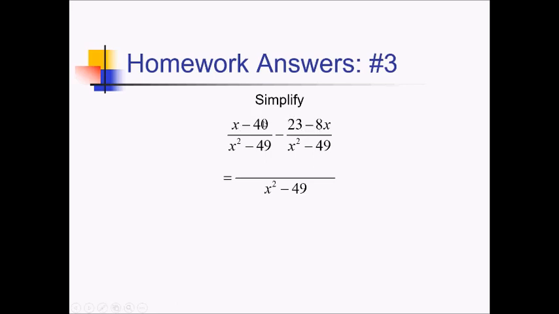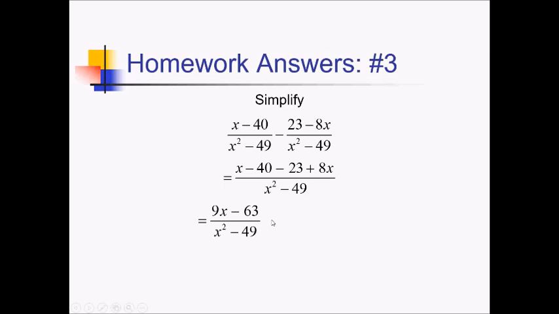So we have the x minus 40 from the first numerator, and then this negative has to get distributed to that second numerator. So we have a minus 23, and then minus minus gives me a plus 8x. So that's where a lot of people are going to go astray on this one, is missing that second sign switch. All right, so now let's combine like terms. So we've got an x, we've got a positive 8x, that's a 9x in my numerator. And then we've got a negative 40 minus 23, that's negative 63.